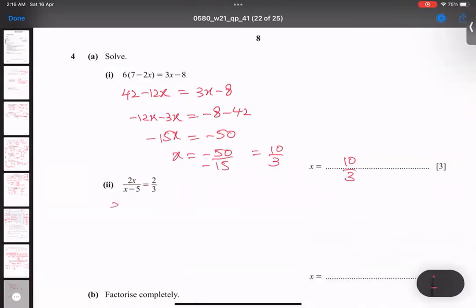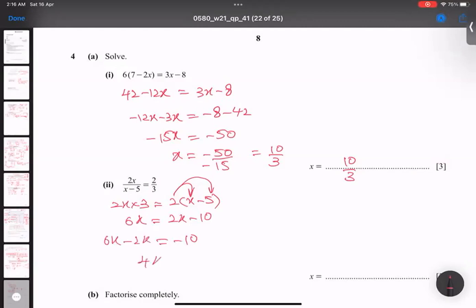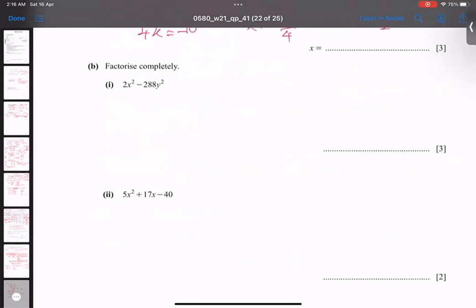So cross multiply allowed. 2x times 3 and 2 times x minus 5. I got 6x and I got 2x, and 2 fives are 10. Make sure some students in a hurry make a mistake here. Anyway, negative 10 here, and this 2x comes on the left hand side, 6x minus 2x. I got 4x is equal to negative 10. And x becomes negative 10 over 4, or you can say negative 5 over 2, okay? Or you can write negative 2.5. Both are okay.